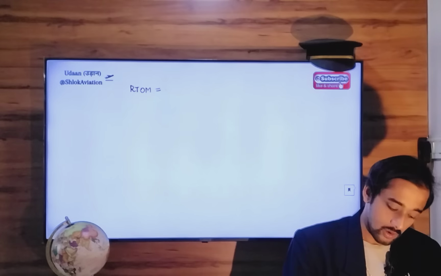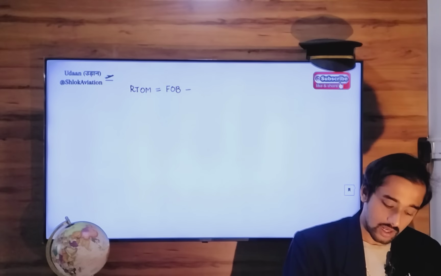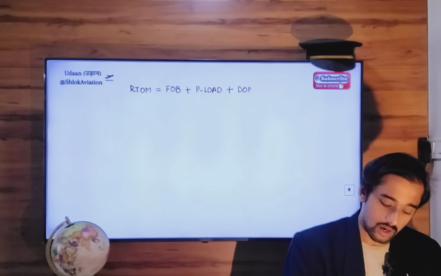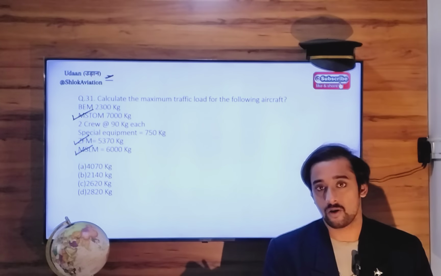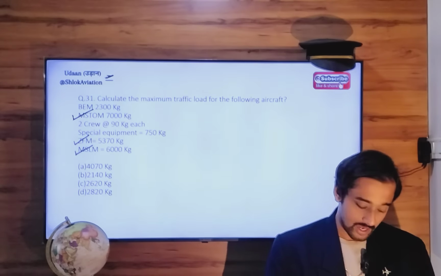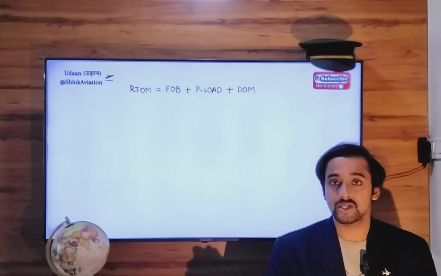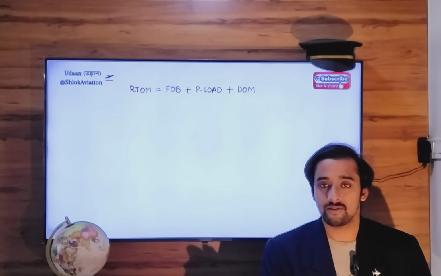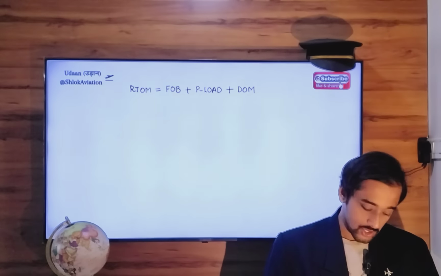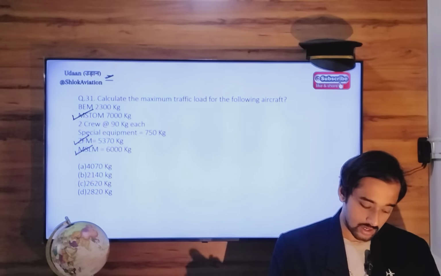Let's use the formula for our regulated takeoff mass. Regulated takeoff mass is equal to fuel on board or takeoff fuel plus your payload, or let's say traffic load, plus dry operating mass. Now in this question we have not been given fuel on board, also known as takeoff fuel. So that means we will not be able to use this formula to find out payload or traffic load. So there must be some other formula with which we can find out traffic load.